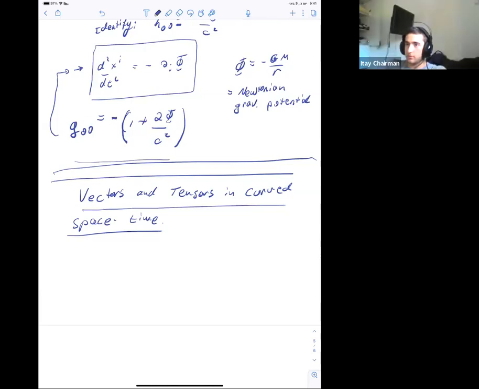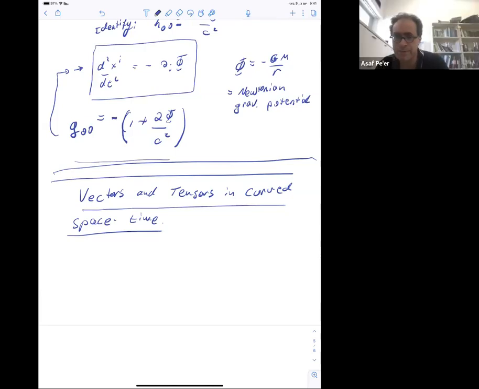Geodesic equation. The geodesic equation, right? In curved space-time, the motion of particles is described by the geodesic equation. Remember, from the point of view of a test particle, the test particle is still in free motion.